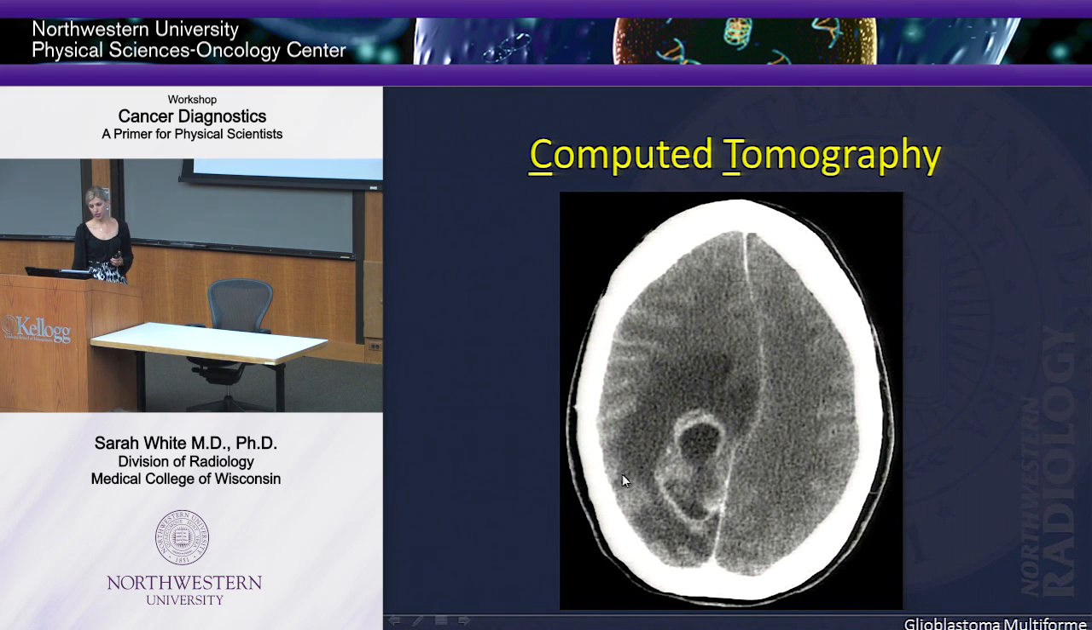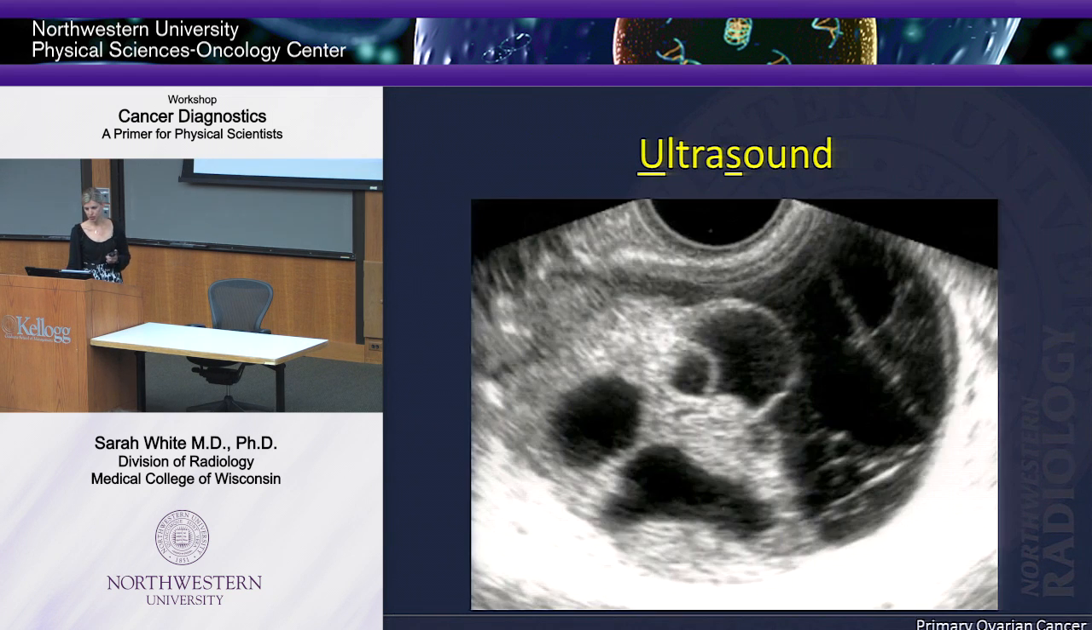This is a big brain cancer. This is glioblastoma multiforme. It's a brain tumor. And this is what a CT scan looks like, and you guys have probably all seen these. They have them on the news these days.